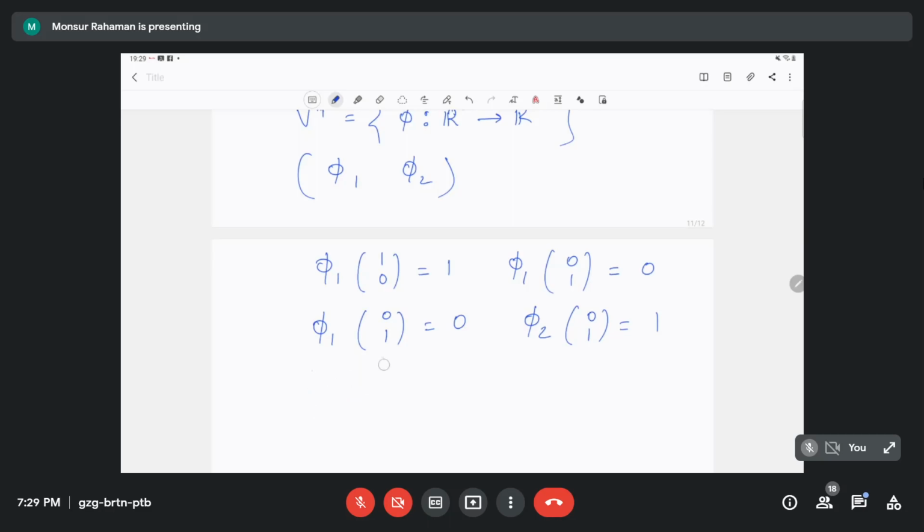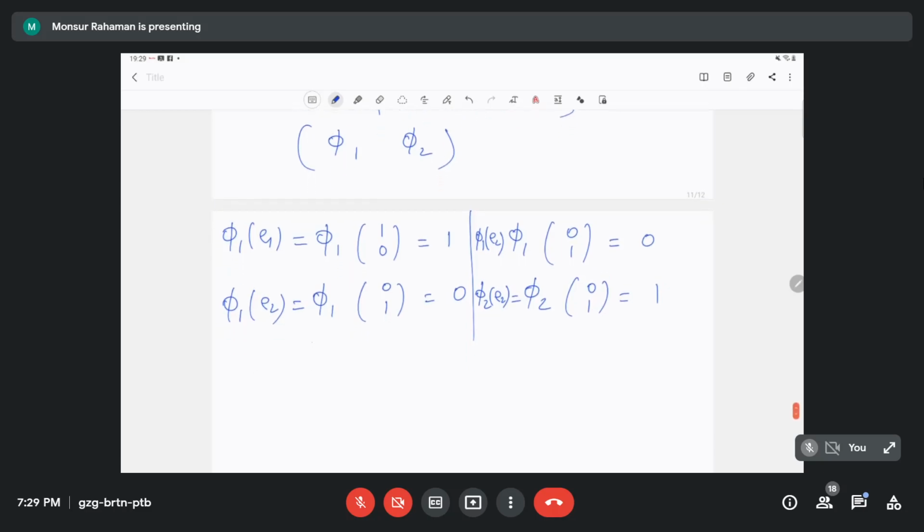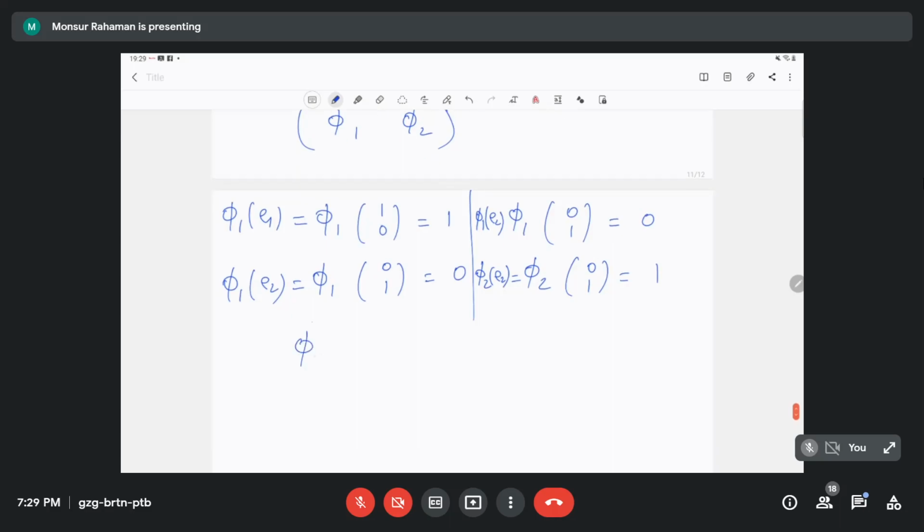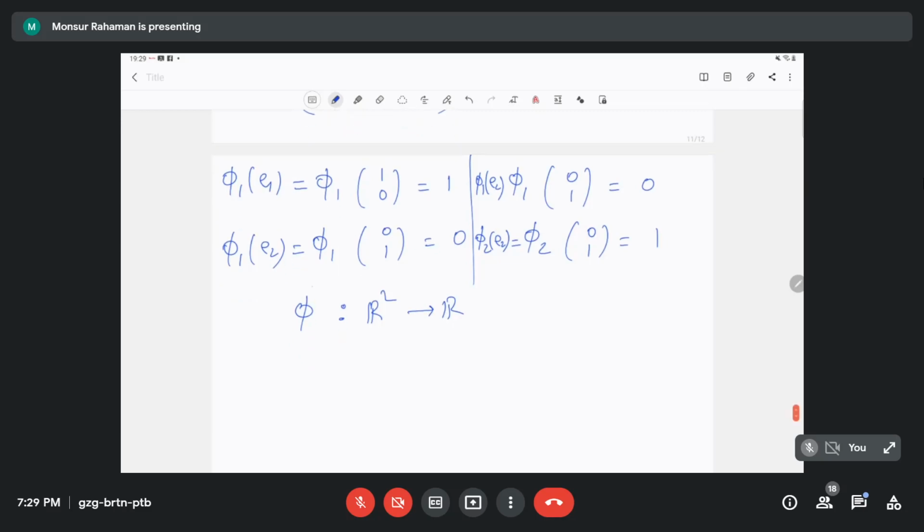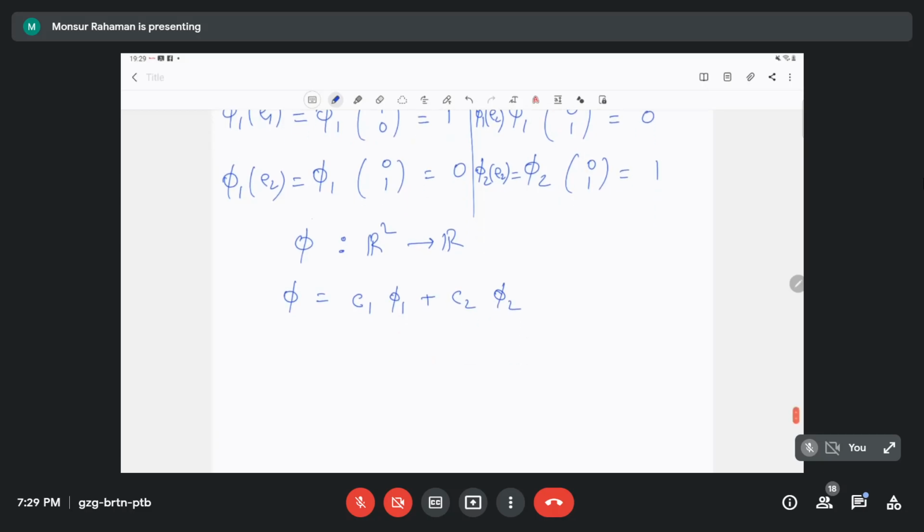and this is phi 1 E2, and this is phi 2 E1, and this is phi 2 E2. So any function phi, if you now take R2 to R, any functional, I claim that this phi can be expressed as a function of C1 phi 1 plus C2 phi 2. And why is it?